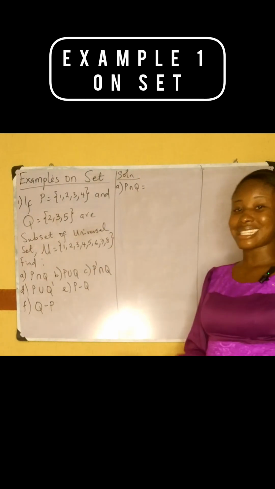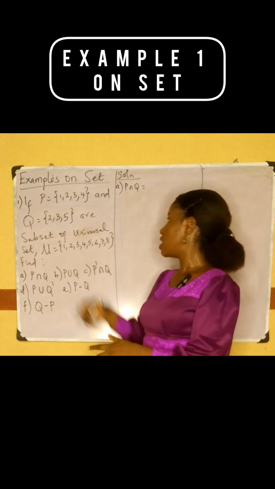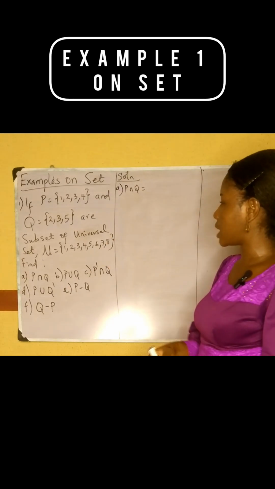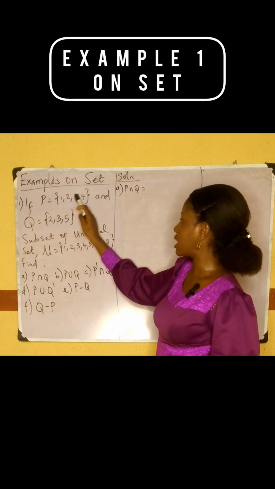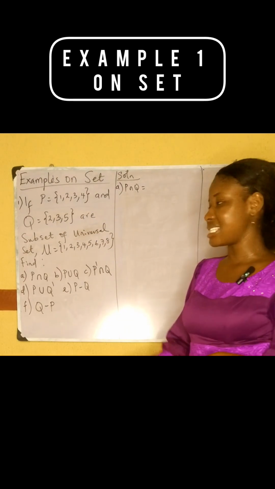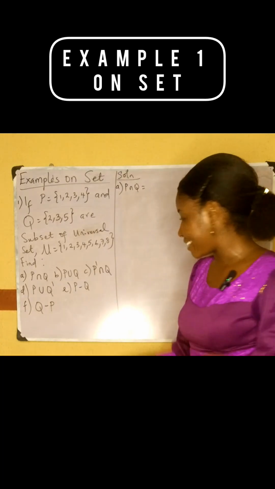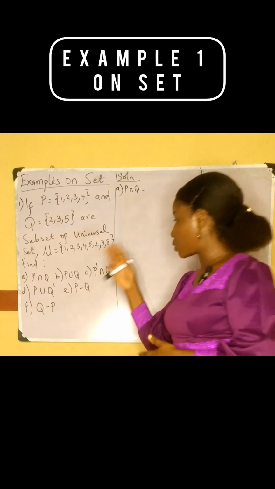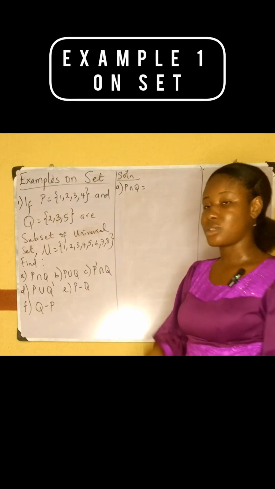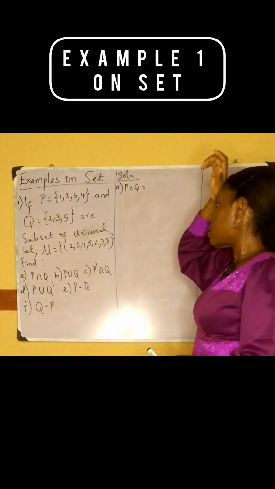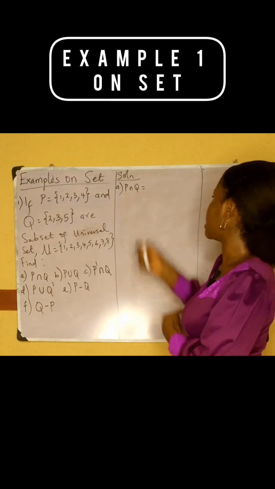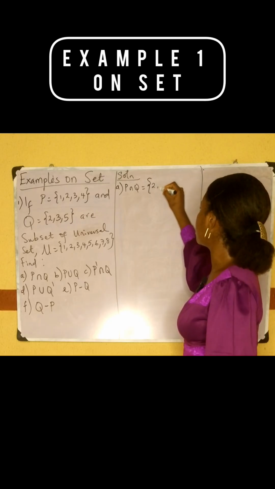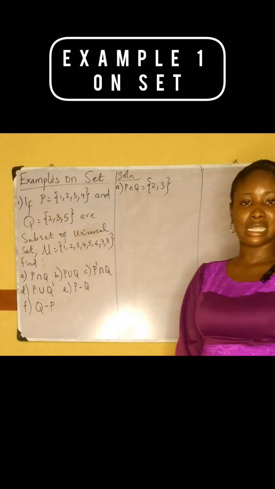P intersect Q is asking us to find what is common between P and Q. So we look at P, we look at Q. What is common between P and Q? I can see 2 here, I can see 2 here, I can see 3 here, I can see 3 here. Whenever you see that small n, it means intersection: what is here that is also here. So P intersect Q must be in a curly bracket: 2, 3. That's the intersection.